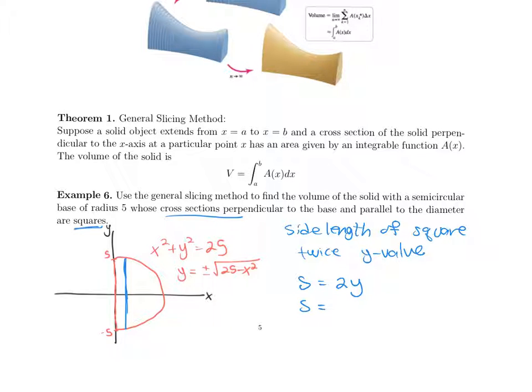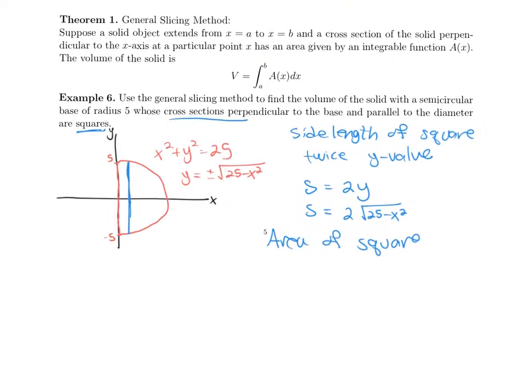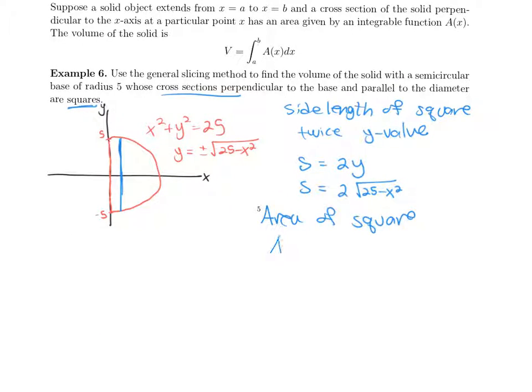But if you realize we already got y by itself, so that's actually twice the square root of 25 minus x squared. All right, and then we want to think about the area of the square. So of each of those squares that are popping out at you, we want to be able to find the area of those. And that area of every square is the side length squared. So our area is going to be twice the square root of 25 minus x squared, but all squared.